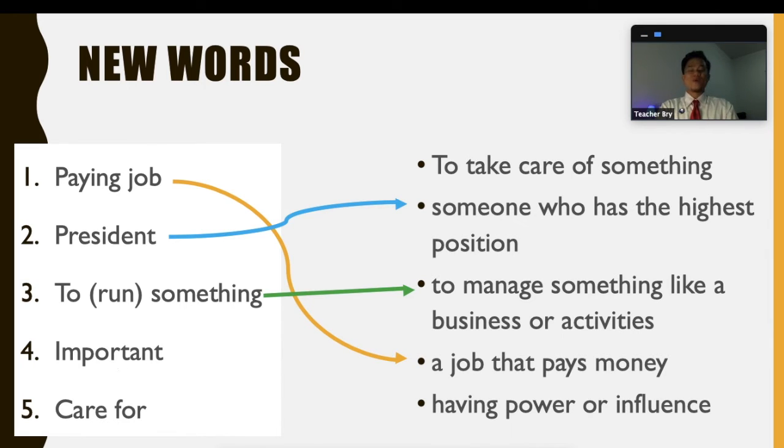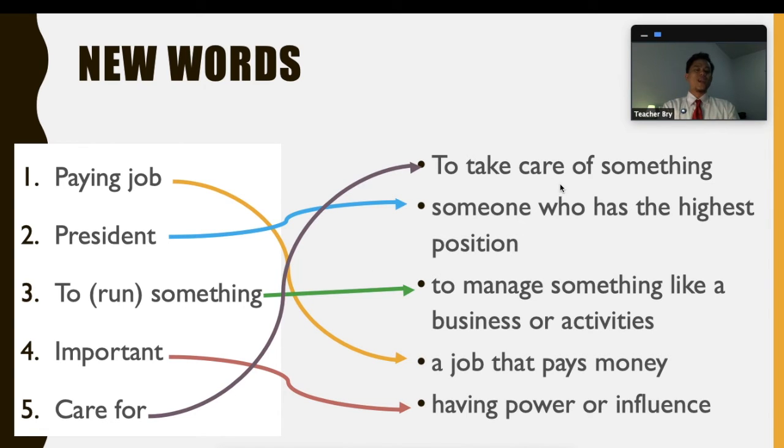Number 4, important, having power or influence. So if you're an important person, you have power, you have influence. Our teachers there will help you give the Thai meaning of influence. Number 5, care for, of course, it's obvious, to take care of something. So here we have it, our new words, and then we will now go and read our story.